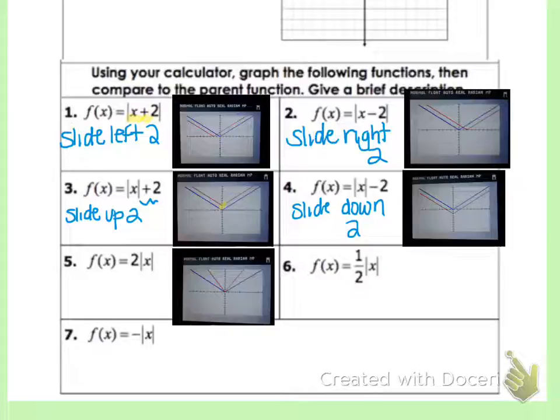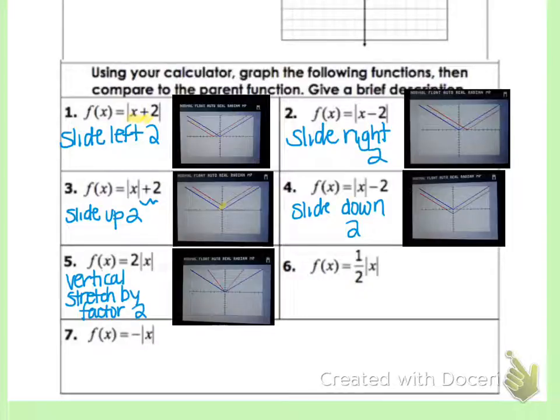And so we could say this was stretched vertically by a factor of 2. And the reason why I would call it a vertical stretch is it's being stretched up away from the x-axis. So it's a vertical stretch by a factor of 2. We're just doubling the distance away from the x-axis for every single point to stretch it up.